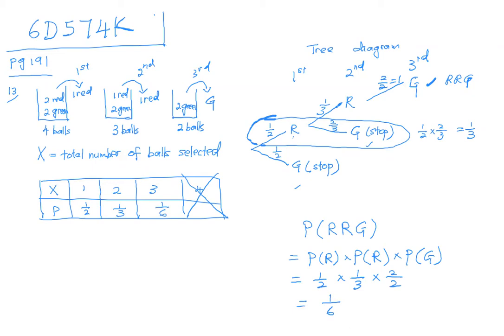Does this total up to 1? Let's see. Half plus 1/3 plus 1/6. Do we get 1? Right? So this is the probability distribution table. Are you okay? Any questions?